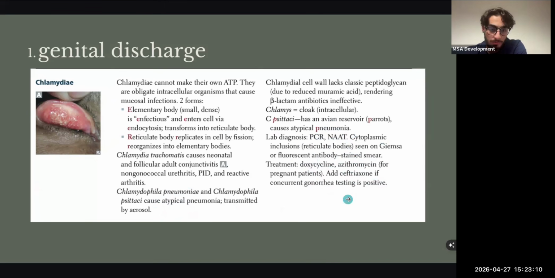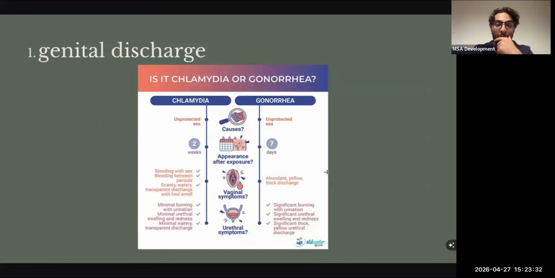This is very important. A very important piece of information is that a lot of the time when you have an infection or urethritis or an STI with chlamydia, you could see co-infection with gonorrhea or vice versa. So that's why when a patient presents with symptoms of urethritis, we would usually do ceftriaxone and doxycycline to cover both. Now how do you tell the difference exactly?